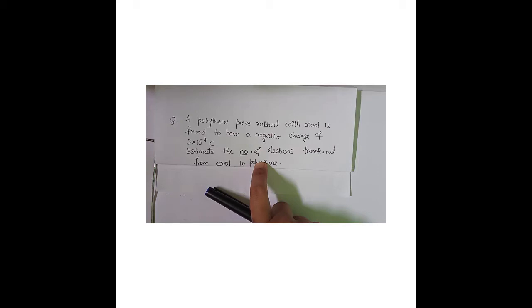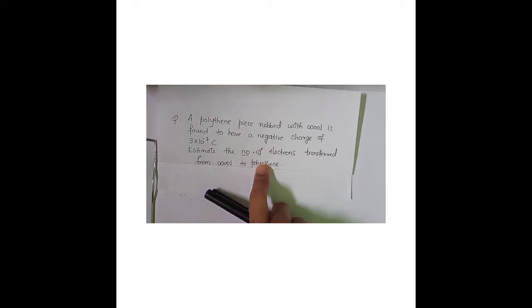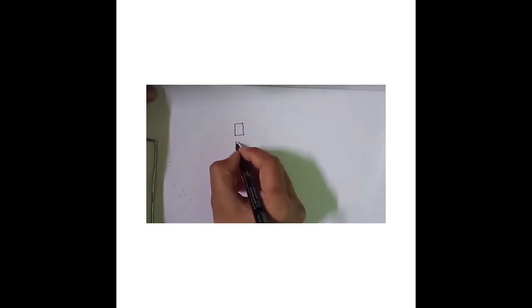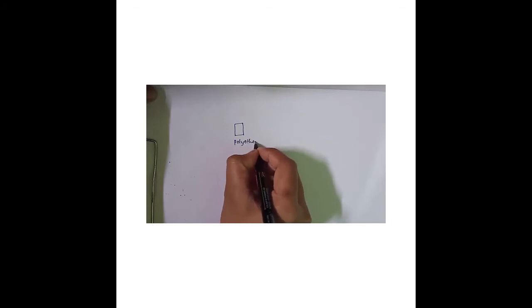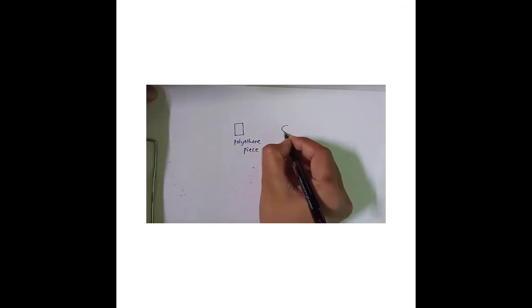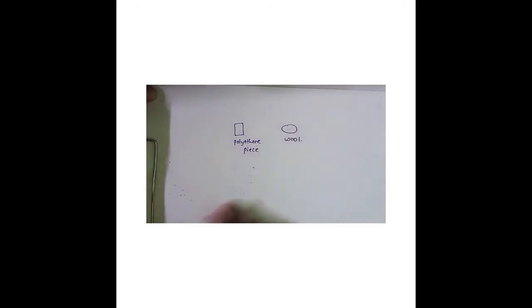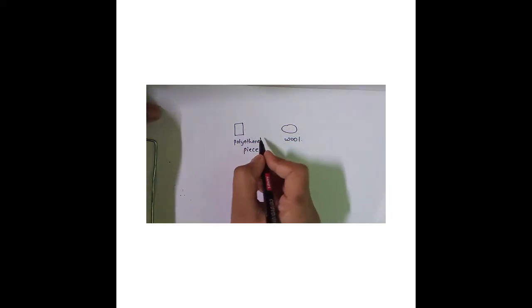Now we have to find the number of electrons which are transferring from wool to polythene. So this is the concept of this question. Assume this is a polythene piece and this is a wool. Right now both are uncharged. By rubbing we can charge the bodies, so this is one of the methods of charging a body. So wool and polythene are rubbed with each other.